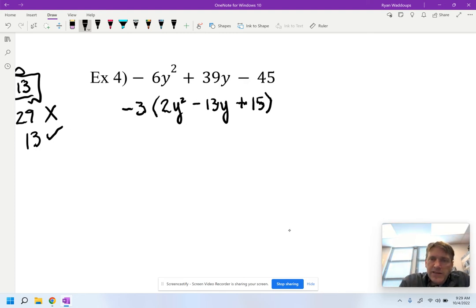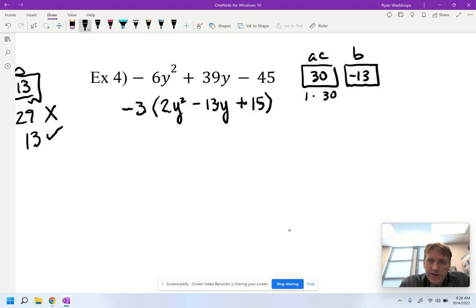And now my AC is 2 times 15, or 30, and B is negative 13. So now I'm looking for two numbers that multiply to a positive 30 that add to a negative 13. And this time both numbers will be either positive to get a positive result, or both negative. And since B is negative, that means they're both negative. Negative 1 times negative 30 is positive 30, but add to be negative 31. Not what we're looking for.